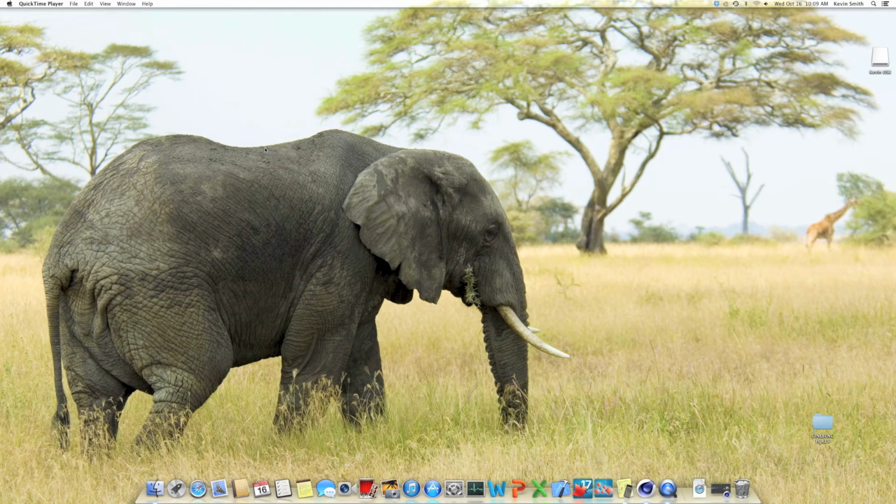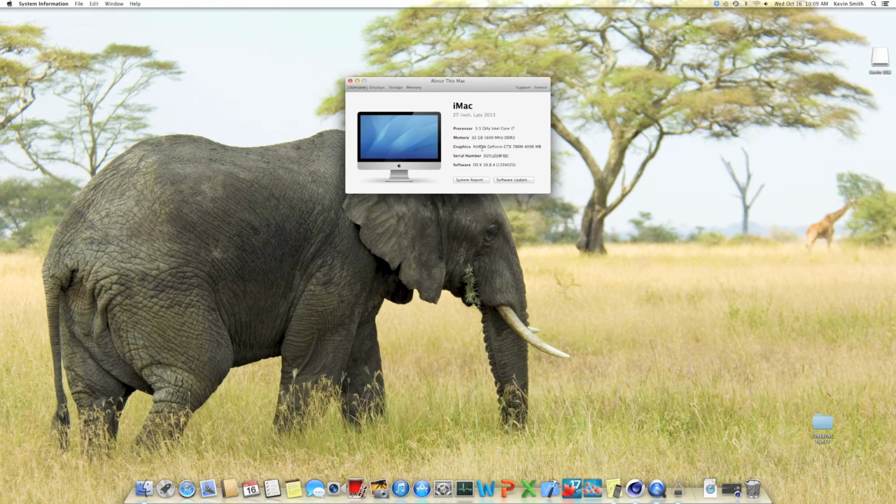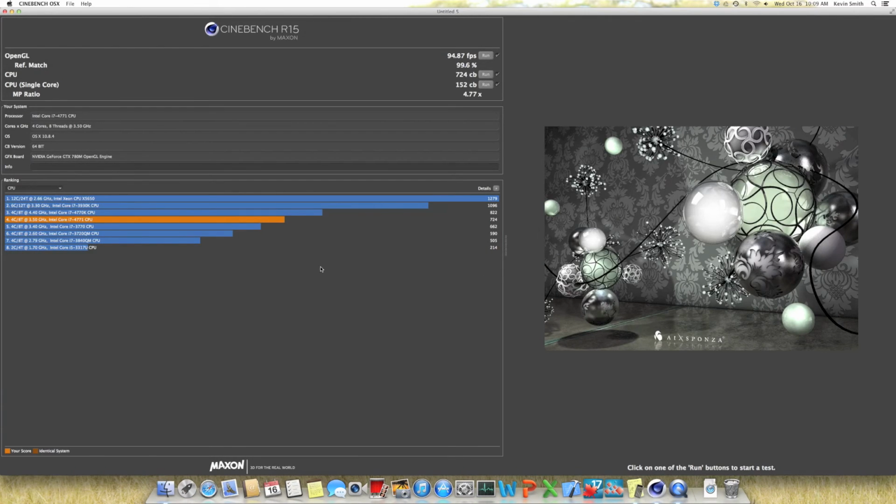Okay, I've moved over to the late 2013 iMac, and I'm here on the late 2013 model. All right, this one's running a 3.5 gigahertz i7. I've got 32 gigs of RAM in this machine. And this one has the NVIDIA GeForce GTX 780M with 4 gigabytes of RAM. All right, now, let me show you what Cinebench did on this machine.